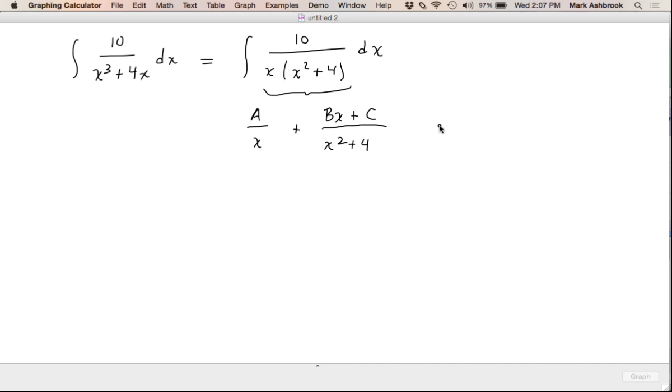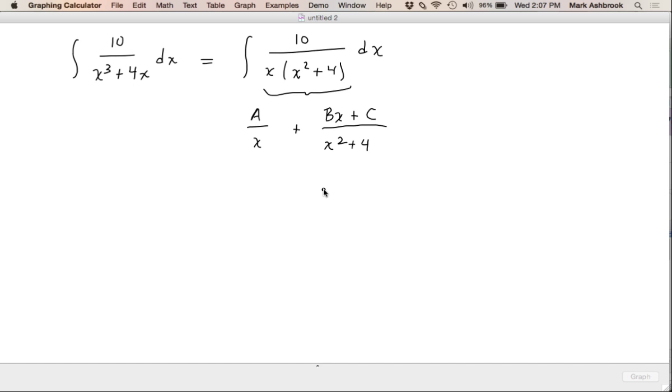That's only when we have the x's, we need constants. So your numerator representing the unknown expression has to be 1 degree less than the denominator. This one is truly quadratic, so we need a full linear term, Bx plus C, on the numerator. This one's linear, so all we need is a constant, 1 degree less. Okay, so from here, everything's the same.